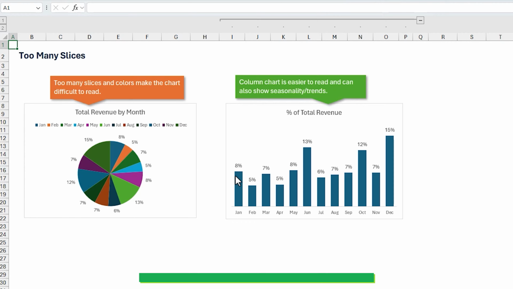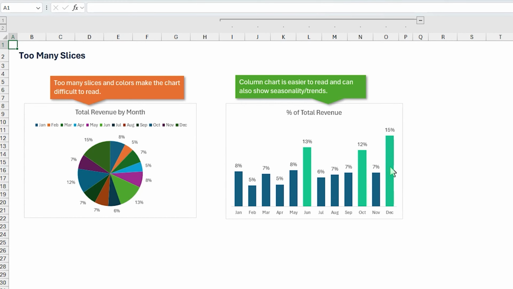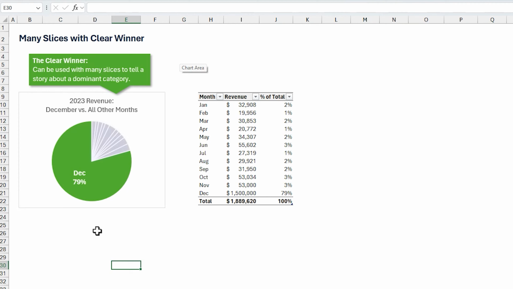So this is the same data here, but as we can see, the months of June, October, and December stick out a bit more. It's just easier to read this and see which are the strongest months in terms of revenue. And if you do have a lot of slices, that doesn't necessarily mean that you can't use pie charts at all. In this example here, I'm using the clear winner type pie chart to tell the story that December makes up the majority of sales.